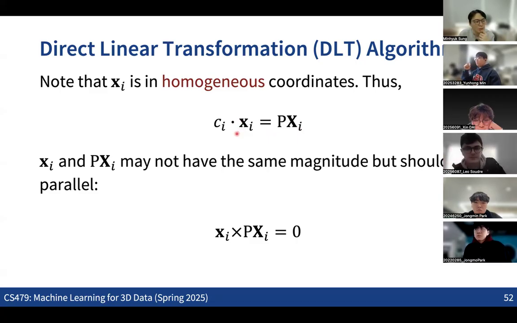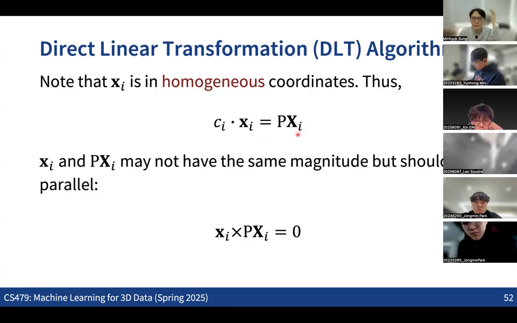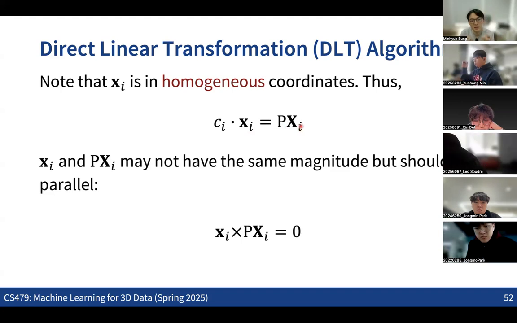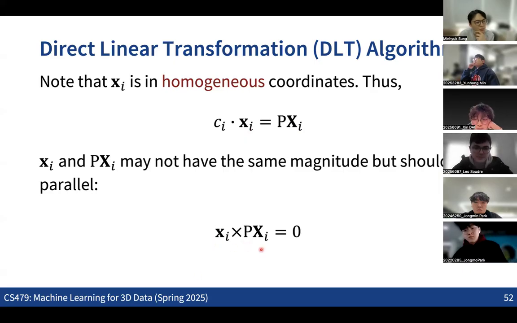So instead of just making these two be the same, we're going to say that these two should be vectors with the same direction, but probably with a different magnitude. Which means that these two should be parallel vectors in 3D space. So when you take the cross product of these two, the cross product should be 0, right? Does this make sense? So we basically use this information to calculate the P here.